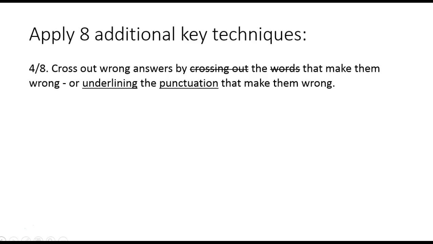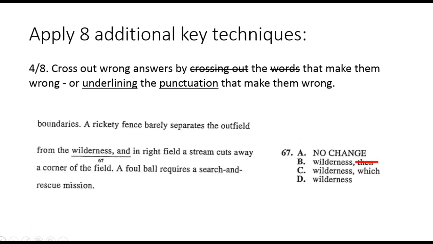How to cross out wrong answers is really important, actually. Most students, let's say they decide answer choice B is wrong, they cross out B, cross out the whole answer. I encourage students to cross out the specific part of the answer that makes it wrong. If there are words that make an answer wrong, cross out those words. If there is punctuation that makes an answer wrong, underline it.